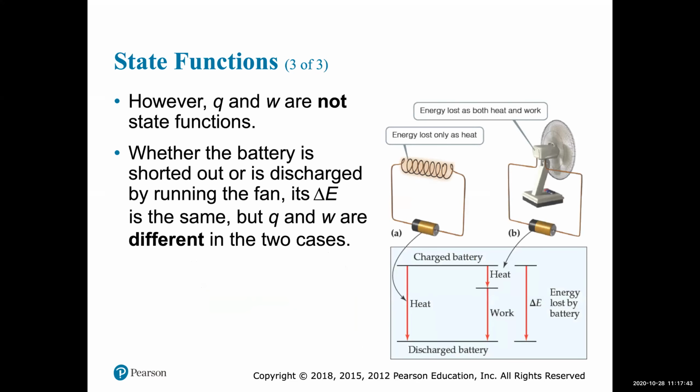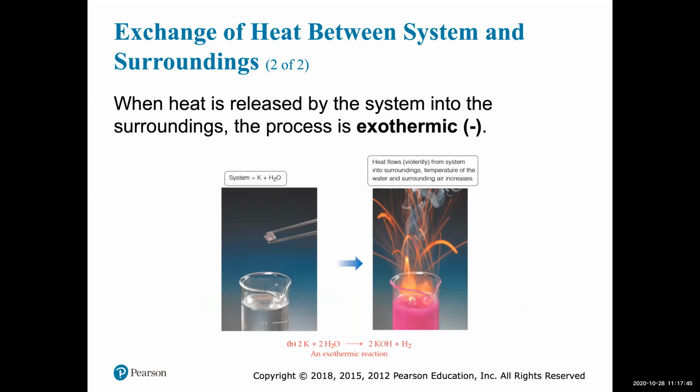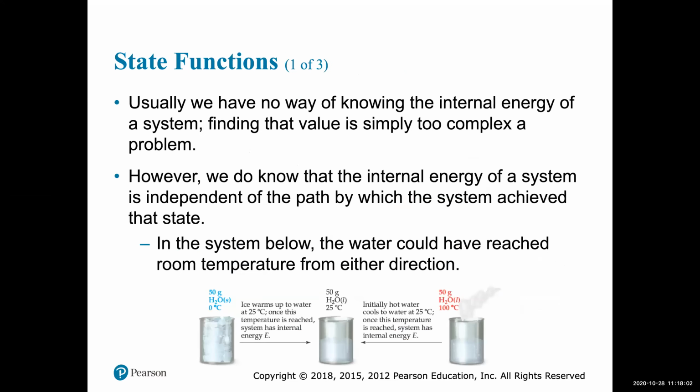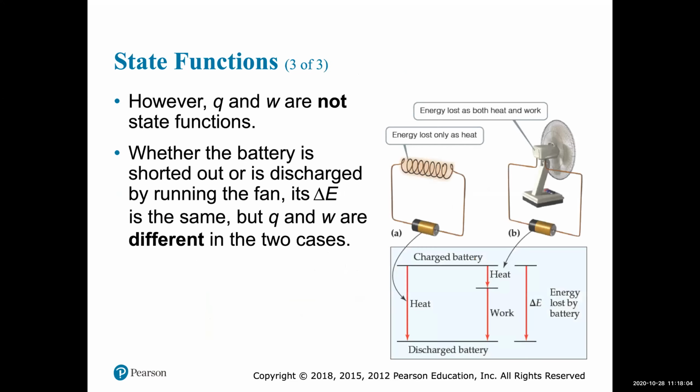We said before, if you recall, we'll go back and look at this again. We said before that delta E equals heat plus work. And we said that delta E is a state function. So we're just concerned about that state when we get to the end. Heat and work are not state functions. There, the path does matter. And so while delta E is a state function, heat and work are not.